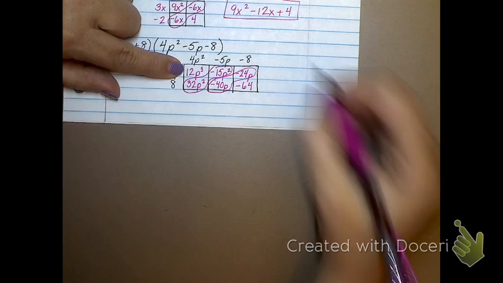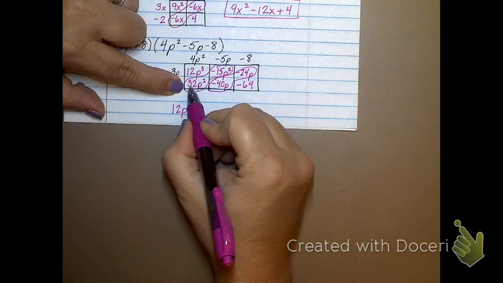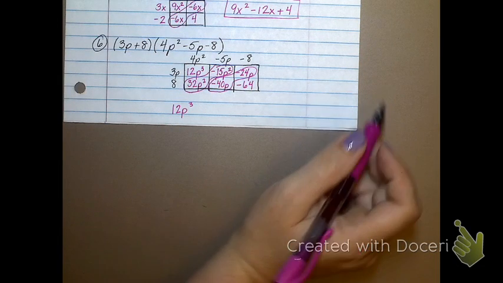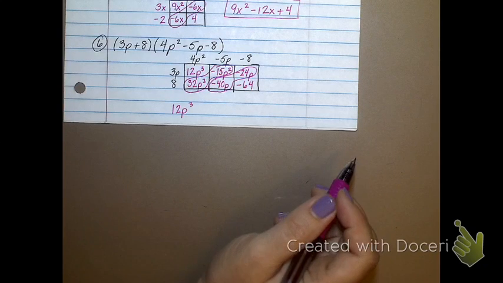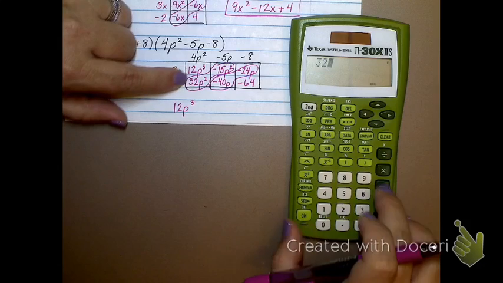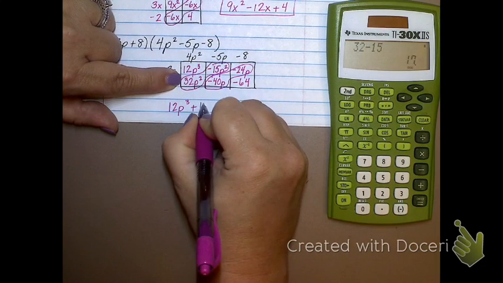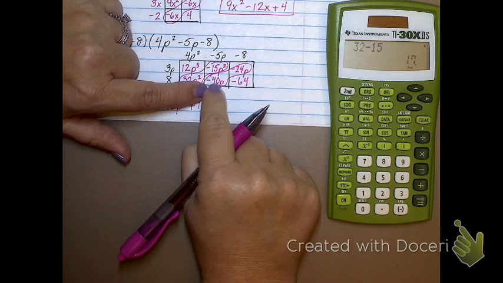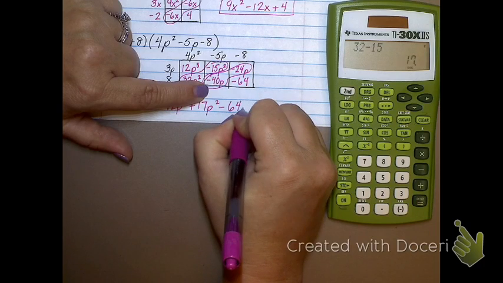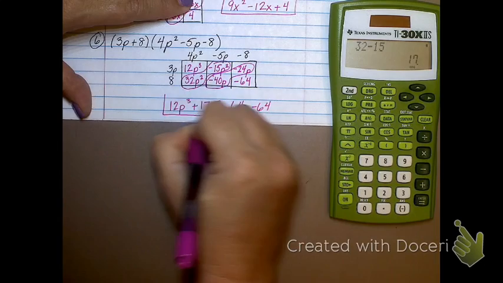All right? So let's see, what's my final answer going to be? It's going to be 12p to the third, 32p squared minus 15p squared. What's 32 minus 15? Do I need my calculator? 32 and negative 15 is 17p squared. That's a positive 17p squared. Negative 40 and negative 24 is negative 64p. And then I have minus 64 at the end. And that's what my answer should look like.